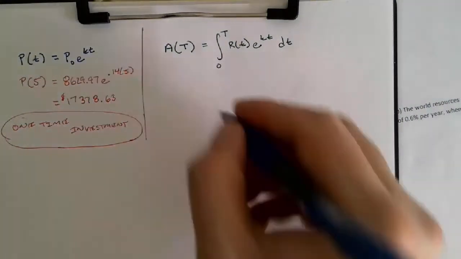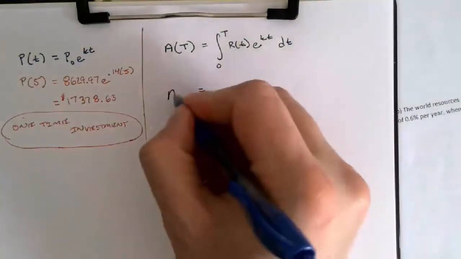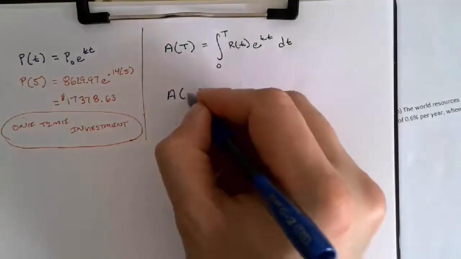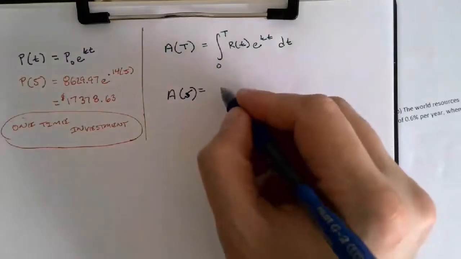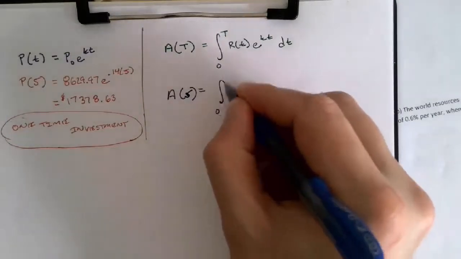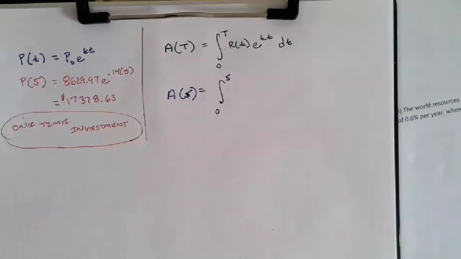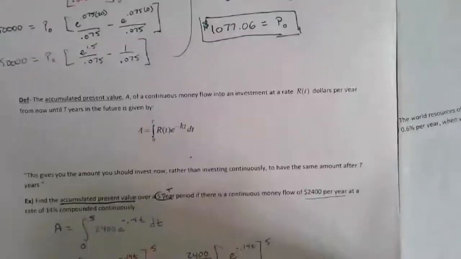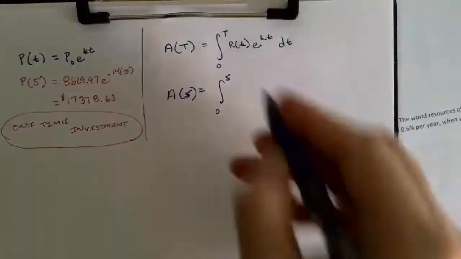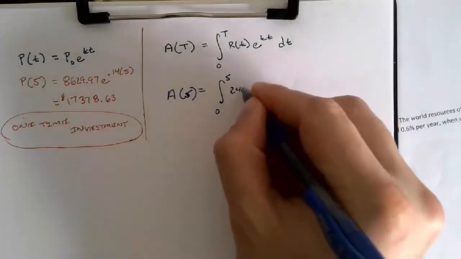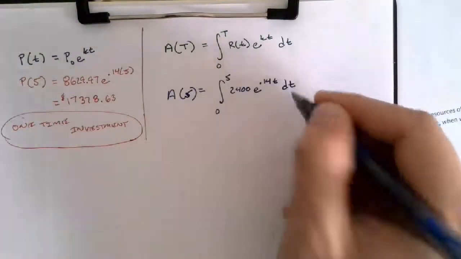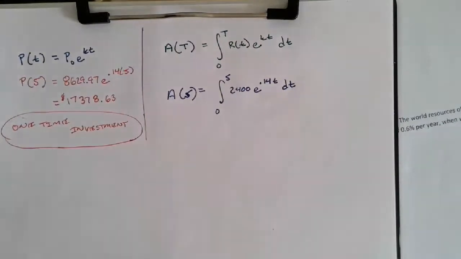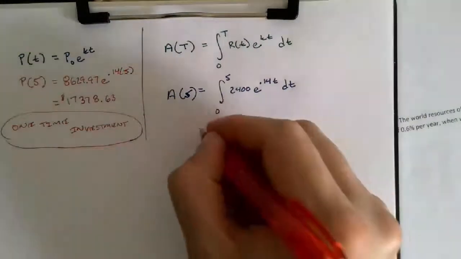And when we talk about evaluating this, remember we're looking for A of 5. And this is going to be the integral from 0 to 5 of R of t. Now they're saying that what we wanted to do is find the equivalent amount to what if we invested $2,400 per year. This would be 2,400 e to the k, which is 0.14 t dt. And we'll evaluate this. Well, what's this come to?